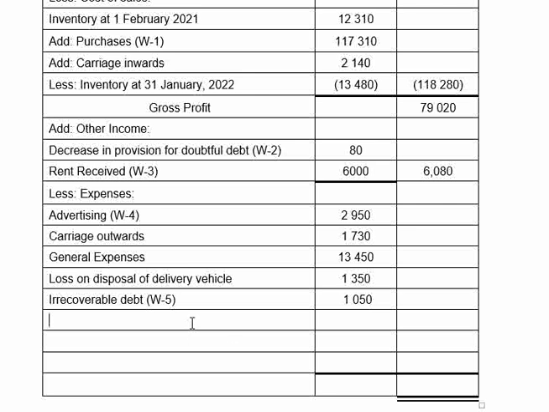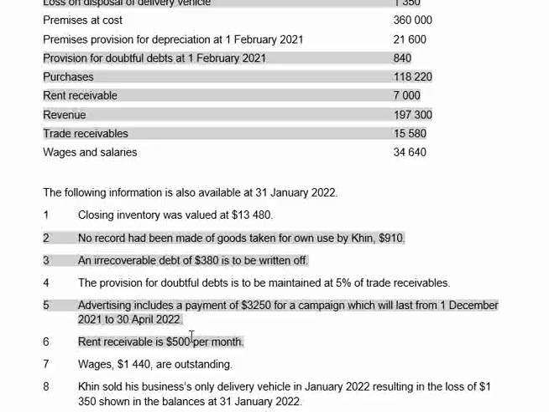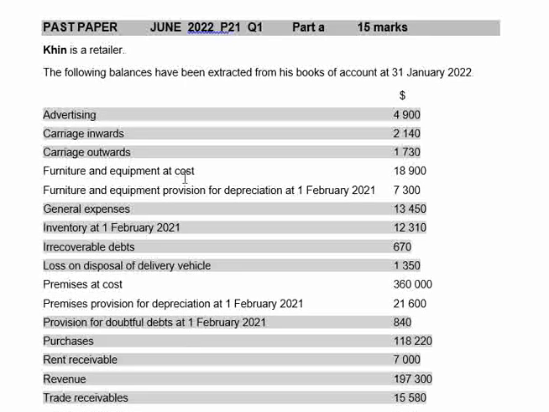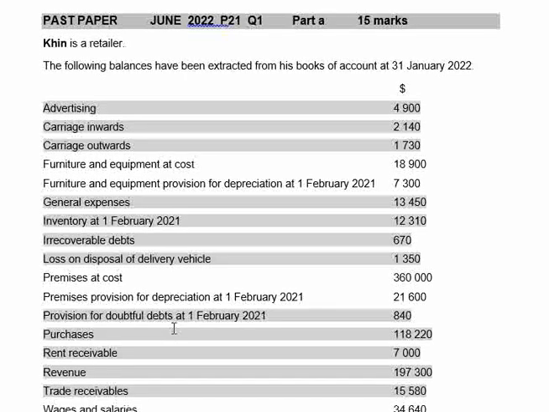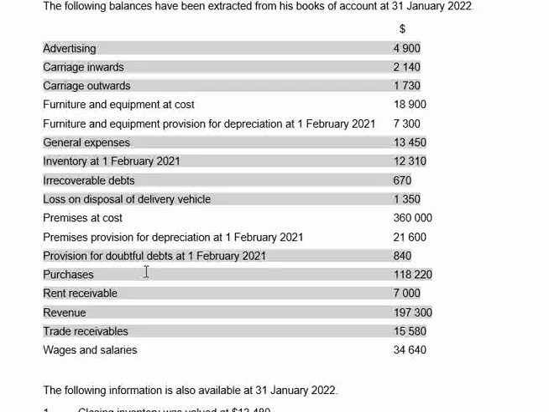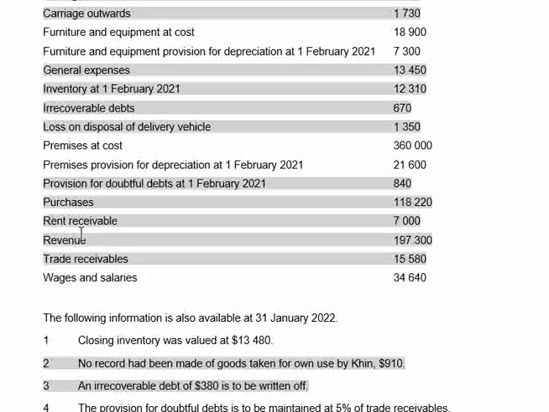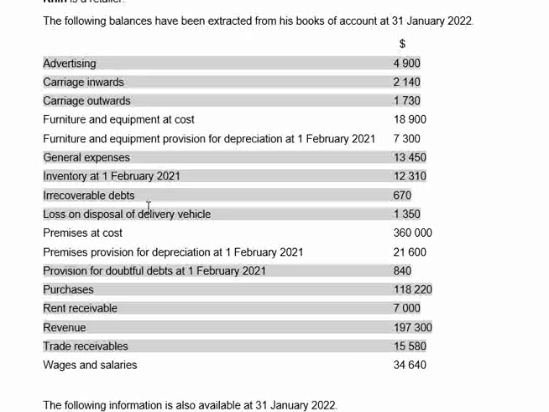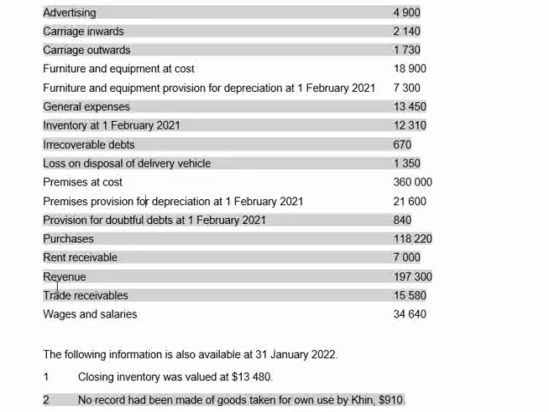Done. Then after irrecoverable debts, I have put a gray shade on the items that I have taken. Now after that we have premises at cost. We will not take it into consideration. Then we have premises provision for depreciation. We will also not take this in the income statement. We'll move on, and the items that have been taken in the income statement I mark with gray shade.